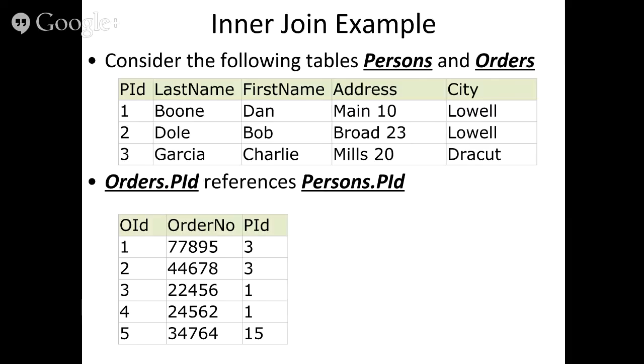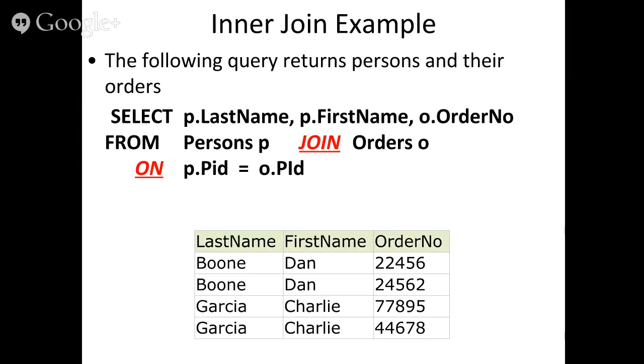But it makes no sense for children not to have parents, right? You have a child, it's an orphan. It's an orphan record, and referential integrity stops us from doing things like that. So here, these are the only 4 in the results that make sense: Dan Boone with 2 orders and Charlie Garcia with 2 orders.